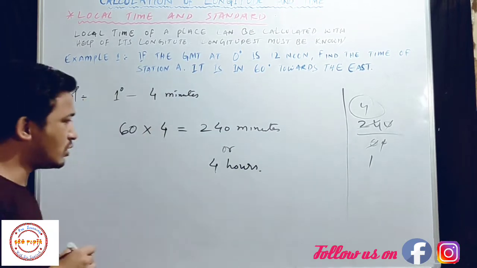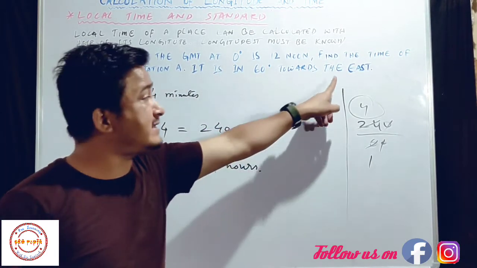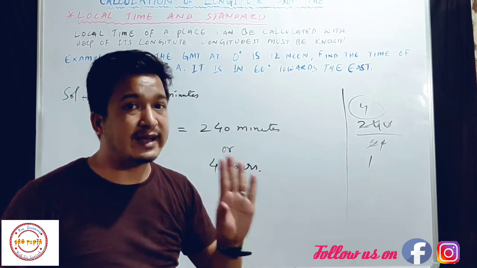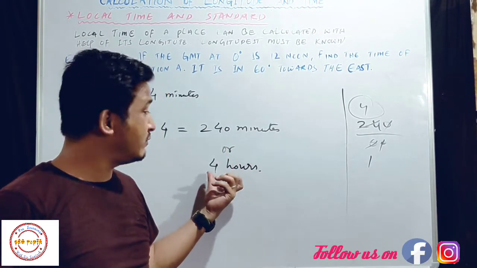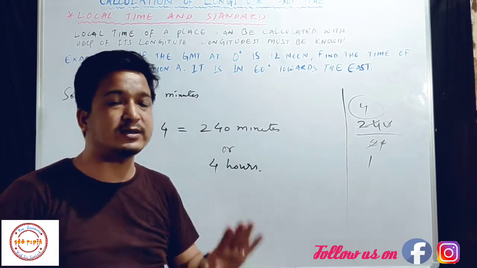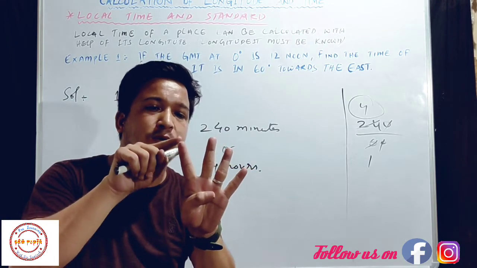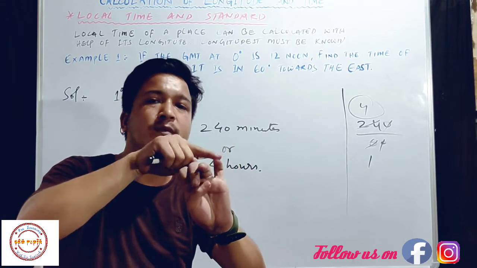4 hours. I told you that it is 60 degree towards the east, so we have to add time. We have to add 4 hours. So 12 noon plus 4 hours: from 12 noon, we have 1 p.m., 2 p.m., 3 p.m., 4 p.m.